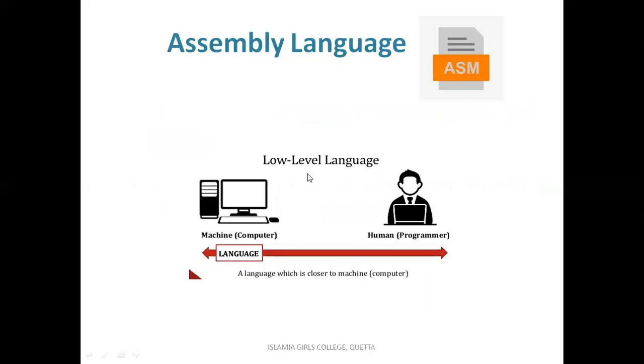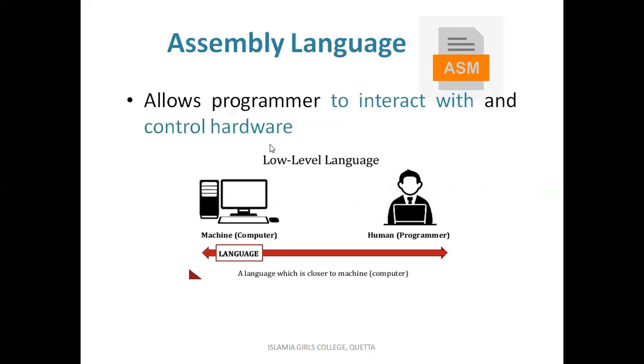Now the assembly language is a low-level language, and a low-level language is a language which is closer to the machine. By this we mean that it is very easy for the machine to understand a low-level language as compared to the human or the programmer. So the assembly language allows the programmer to interact with and control the hardware. It is also a characteristic of this low-level language. This means that we can write programs in assembly language to control the hardware. For this purpose, assembly language is used.